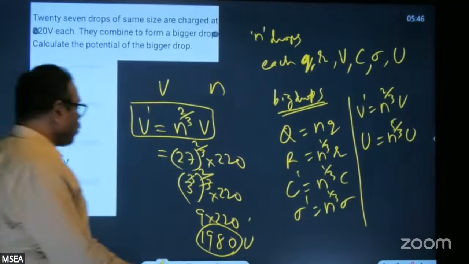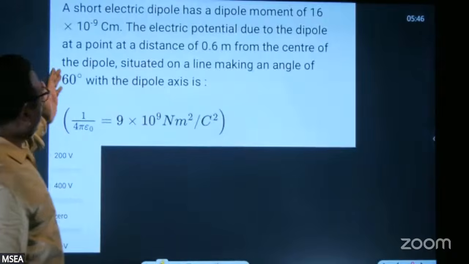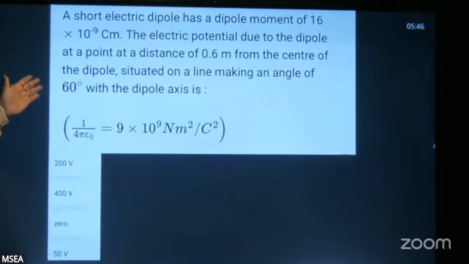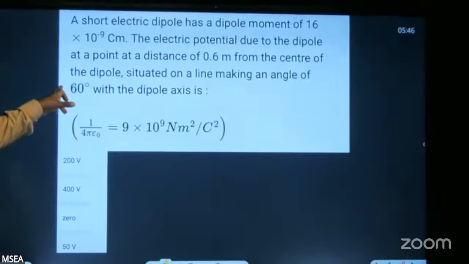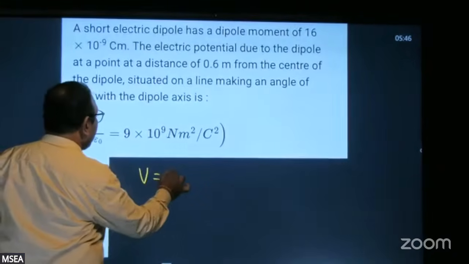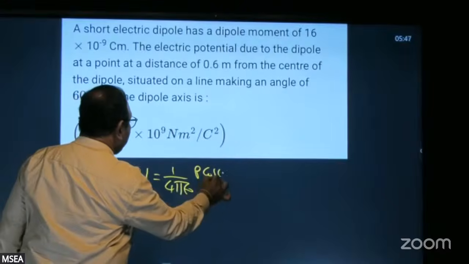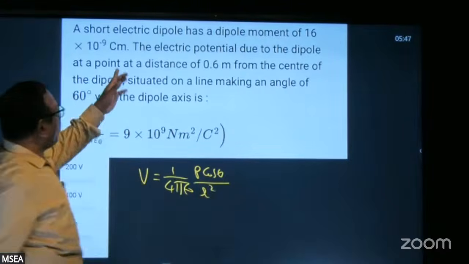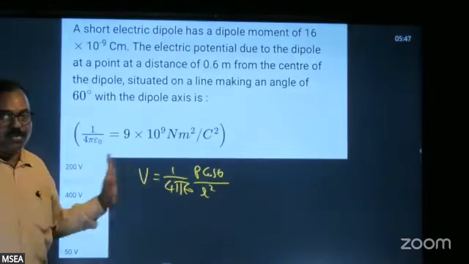Right. Next one, let us take a short electric dipole. So this is the electric potential due to a dipole at a distant point C from the center of the dipole. Just now I gave it, you can do this question. So 1 by 4 pi epsilon naught P cos theta by R square. As the dipole and angle are given, you can calculate the electric potential.